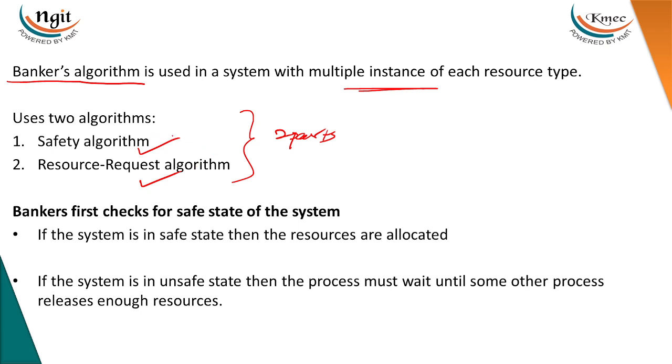The safety algorithm decides whether the system is in a safe state or deadlock state. Once we find the system is in a safe state, we check whether the request made by process Px is within the limits asked by the process. If the system is in a safe state, we try to allocate the resources. If it is not in a safe state, the process has to wait for some time. So let's see the safe state.